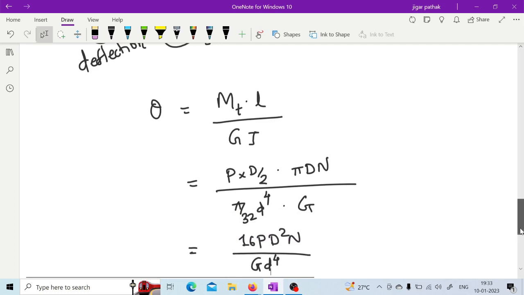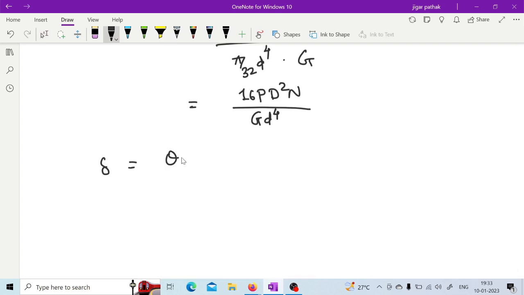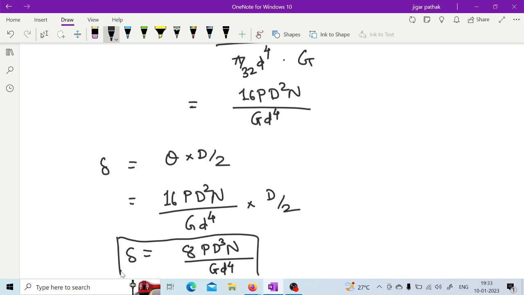So now once you have angle of twist, you can calculate the deflection, because deflection is nothing but theta into d by 2, as we have seen from that figure. So theta you have calculated as 16 P d square n by G d raised to 4 into d by 2. So it will give you 8 P d cube n upon G d raised to 4. So this is how you can have your deflection of spring.